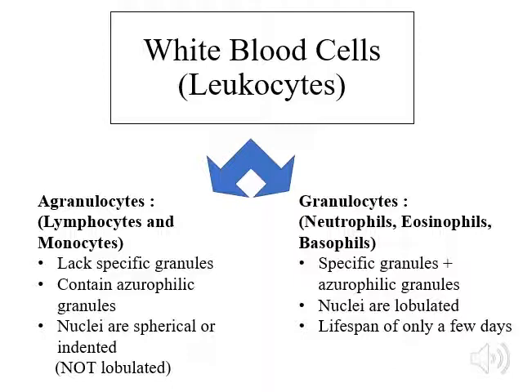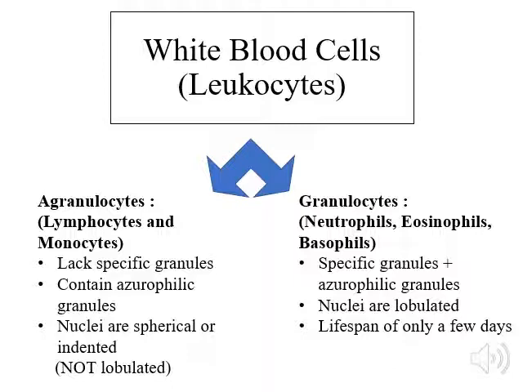The granulocytes include neutrophils, eosinophils, and basophils. They have a very, very short lifespan in our body, and they tend to have nuclei that are lobulated, and they will contain specific granules within their cytoplasm.